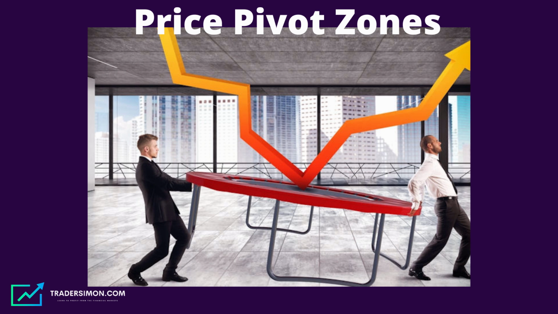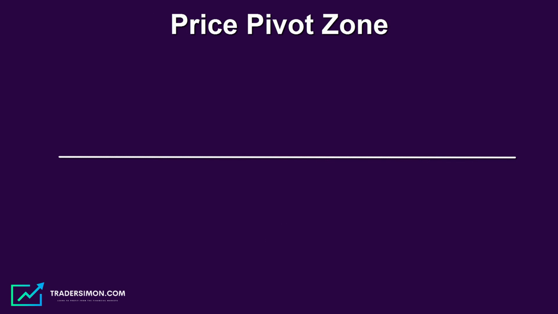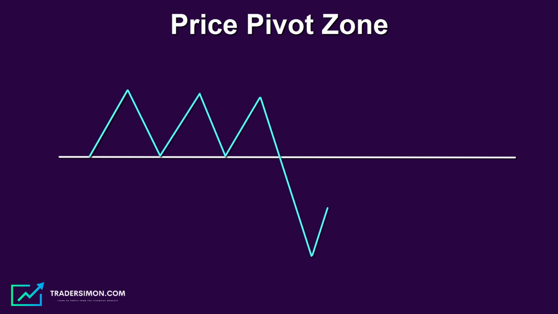Quite simply, a price pivot zone is where the market has pivoted either side of a price level. The market spends a great deal of time at these zones. Sometimes the zones will repel price, sometimes price will break straight through, and at other times price will consolidate just above or below the zone. So let's take a look at some specific examples and you'll see what I mean.